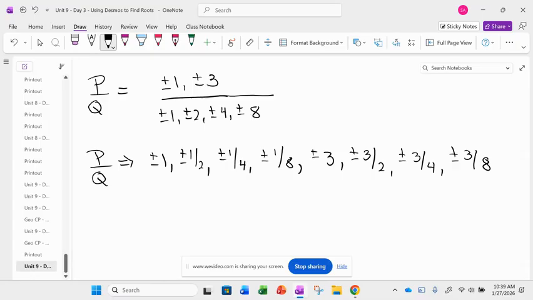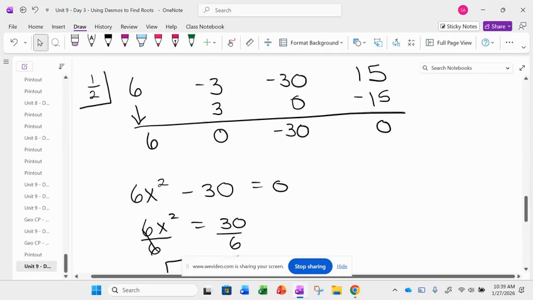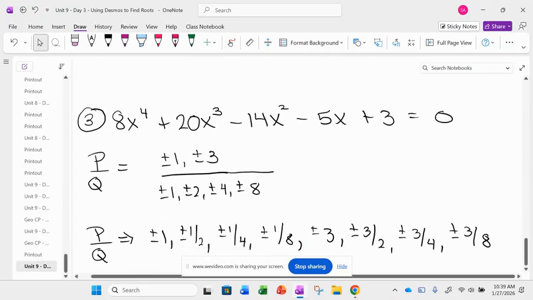Yes. Scroll back to the previous problem. Yeah. So, oh, this one?